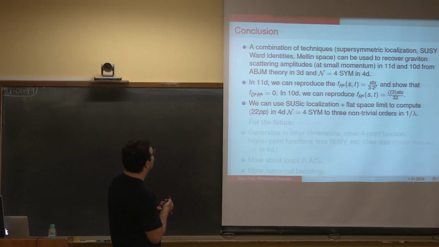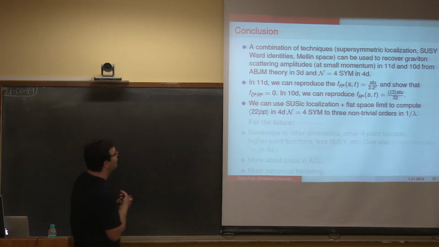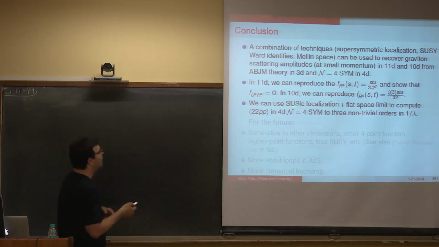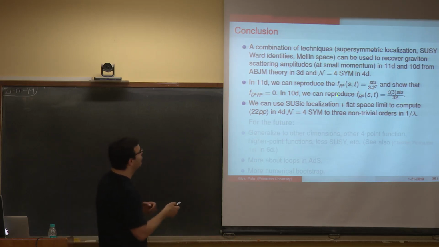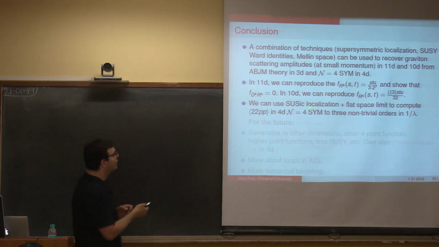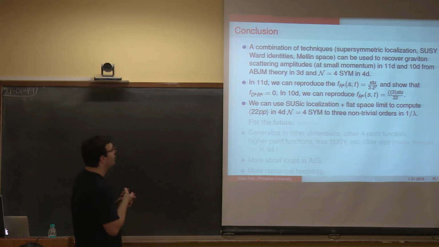In conclusion, a combination of techniques, supersymmetric localization, the Ward identities, and Mellin space, can be used to recover the graviton scattering amplitude at small momentum in 11D and 10D from ABJM theory or from N equals 4 super Yang-Mills. In 11D, we can reproduce this f to the 4th and show that f at d to the 4 r to the 4 is 0 from ABJM theory.